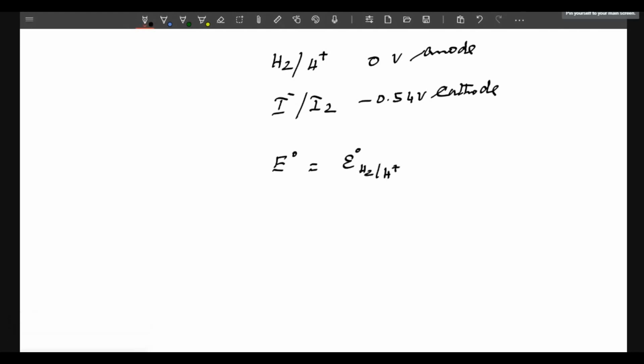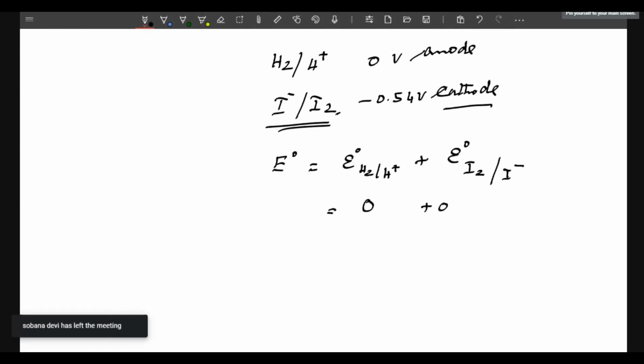Anode, oxidation should be taking place, plus epsilon, it is a cathode. Cathode, reduction should be taking place. Therefore, we have written the oxidation reaction, change it into reduction. For oxidation, it is 0. For reduction, change the sign and keep equal magnitude. The net cell is 0.54 volt.